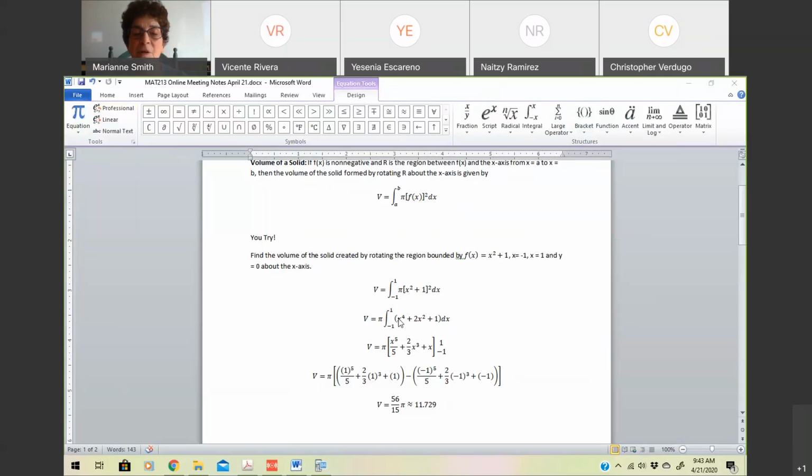Okay, so integrating term by term, this gives me x to the 5th over 5. This part, I'm going to just pull the 2 away for a minute, and this one will give me x cubed over 3 times 2, so 2/3 x cubed. And then, of course, the 1 just gives me an x.